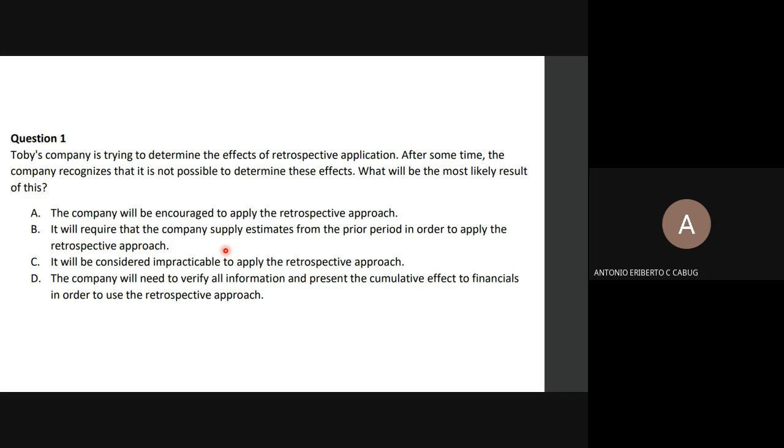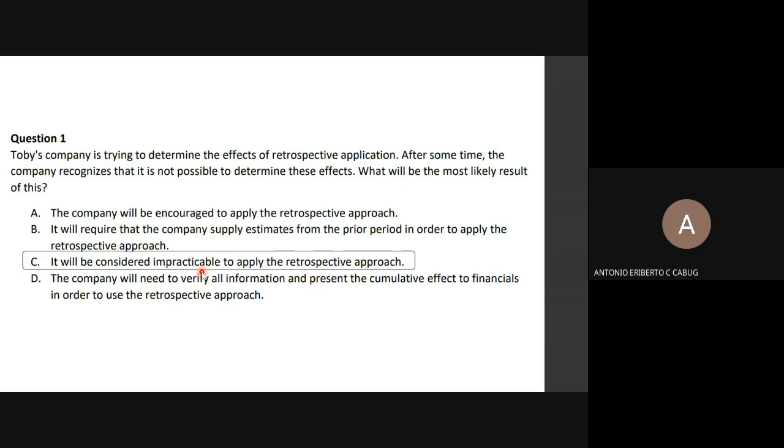Game, enter. Enter now. Toby's company is trying to determine the effects of retrospective application. After some time, the company recognized that it is not possible to determine these effects. So kung hindi kaya, wag pilitin. No? So what happens here is that it will be considered impracticable to apply the retrospective approach.